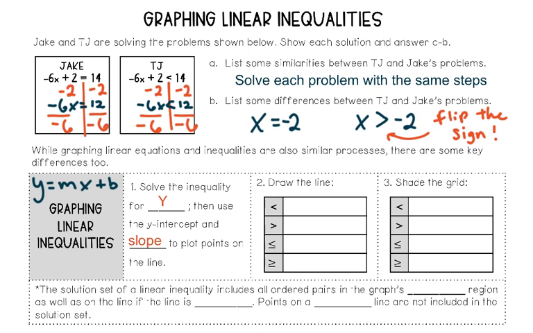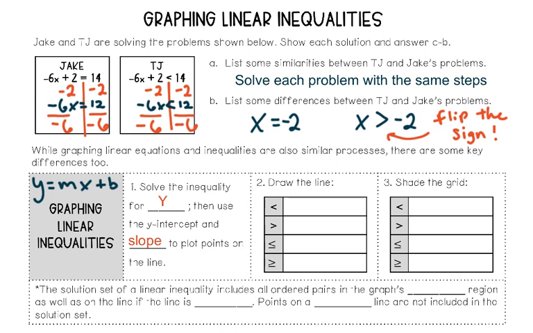When you graph linear equations and linear inequalities, there will be some similarities, but there will also be some differences too. We're talking about y equals mx plus b for linear equations. Graphing linear inequalities is very similar. So first you have to make sure that your inequality is solved for y. Then you use the y-intercept and the slope to plot your points on the line.